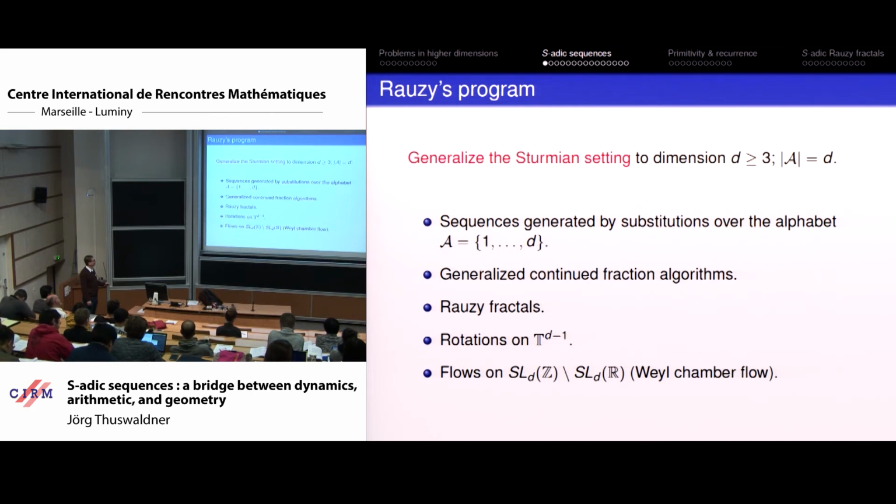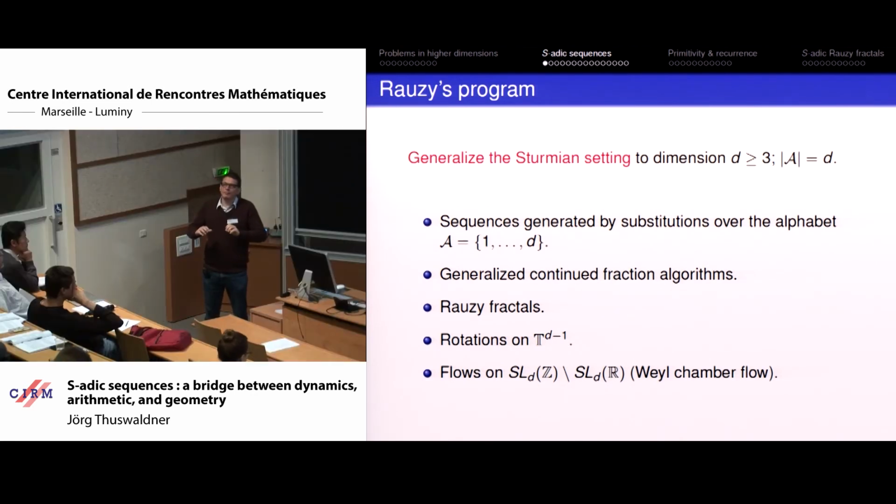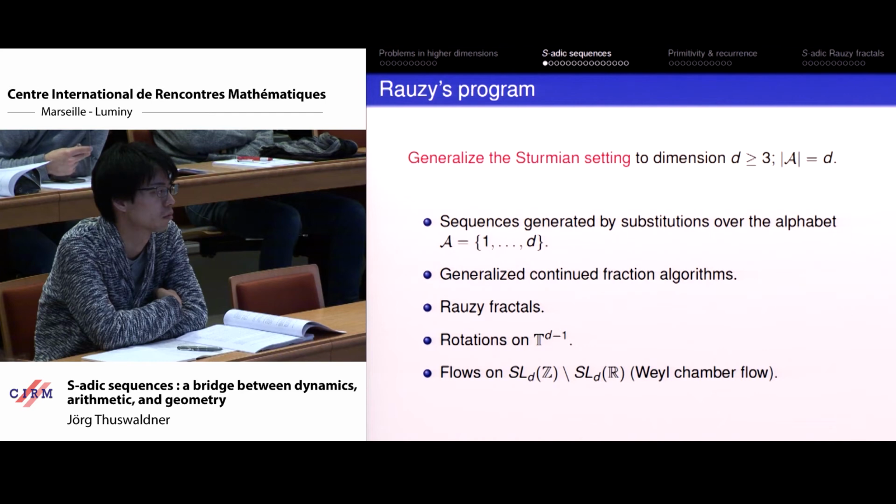And we want to relate flows again to our setting. So this is the Weyl chamber flow. It's not a flow in the strict sense, it's an R^(d-1) action. And the nice thing is this flow can be coded. So let's take d equal to 3. This flow can be coded, and we worked this out. I will not go into this, but I just want to mention it. We worked this out for the Brun case.